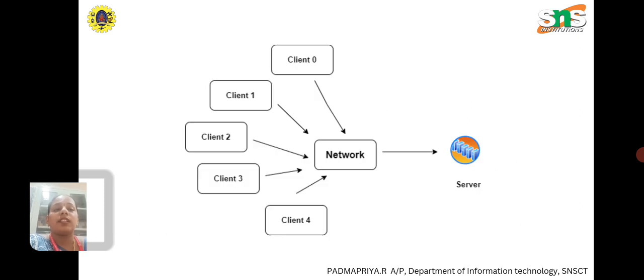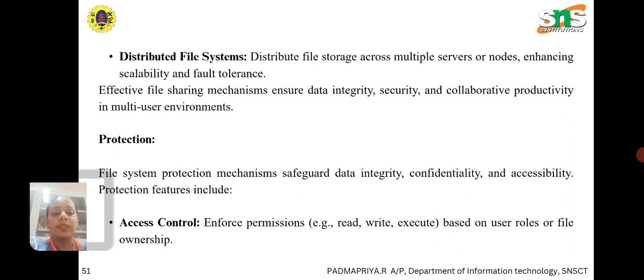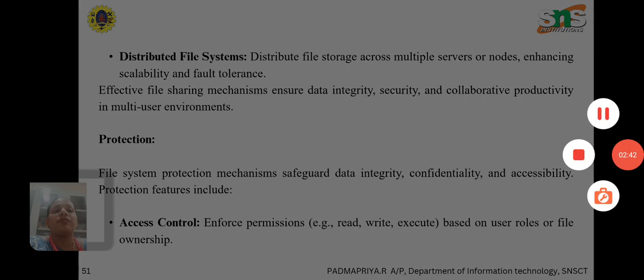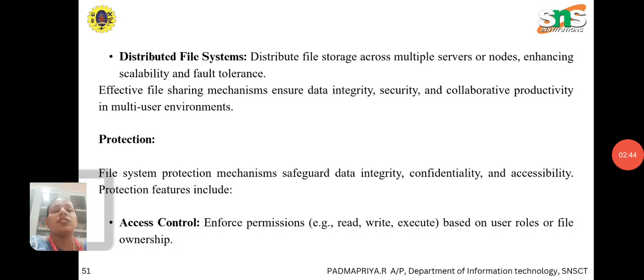So this is the network and server, and these are all the clients, which use the network to access the single server. Distributed file system. A distributed file system stores data across multiple servers or nodes, enhancing scalability and fault tolerance. Effective file sharing mechanisms ensure data integrity, security, and collaborative productivity in multi-user environments.